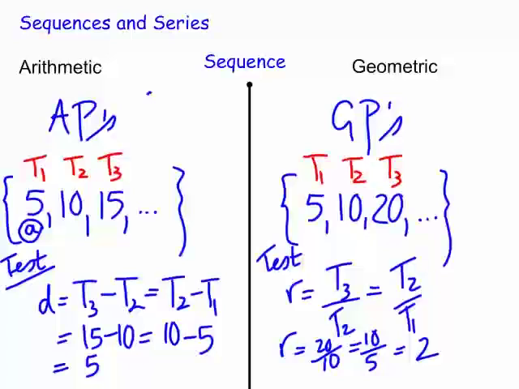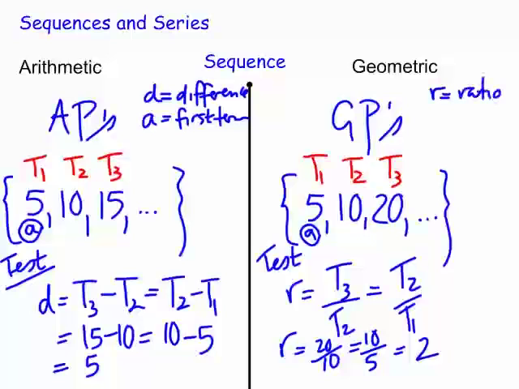D is the difference, sometimes called a common difference. a is the first term. Now, a is the first term also in a geometric one. And we have a ratio here, which I'll call a common ratio. r is a common ratio, and a is again the first term.